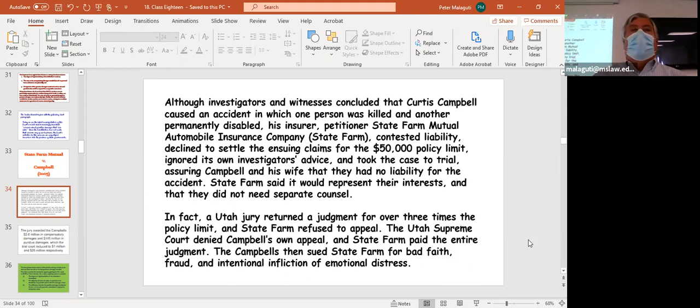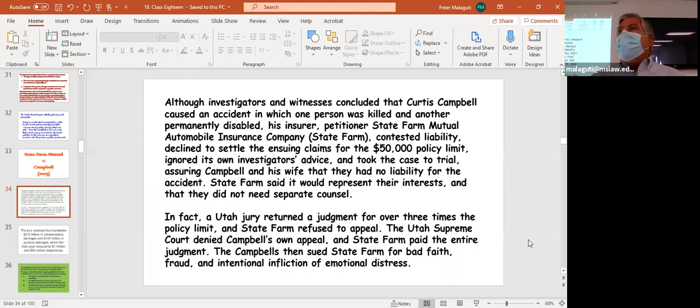It tells Campbell, don't worry, we're going to win. You've got no liability in the case. Campbell's kind of shaking his head saying, what do you mean? I was at fault. No, we're going to beat this thing. And the jury comes back with a verdict of over $150,000. So you understand the position that puts the Campbells in is that State Farm pays the $50,000. The Campbells have to come up with the $100,000 themselves.